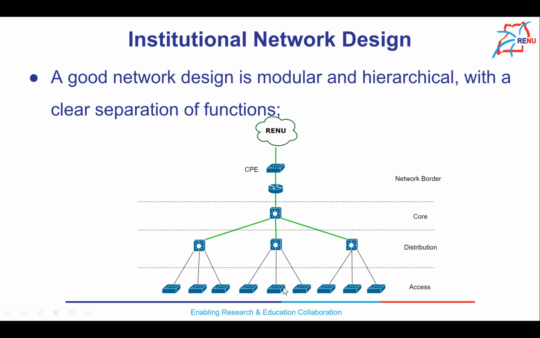And hierarchical in that, like you see on my screen, the diagram, you have the access. So all your end users are connected behind your access layer. Then you have the distribution. You don't expect to have your end users connecting behind your distribution switches. They should all connect here. You see, what I'm trying to build here is some hierarchy of sorts.